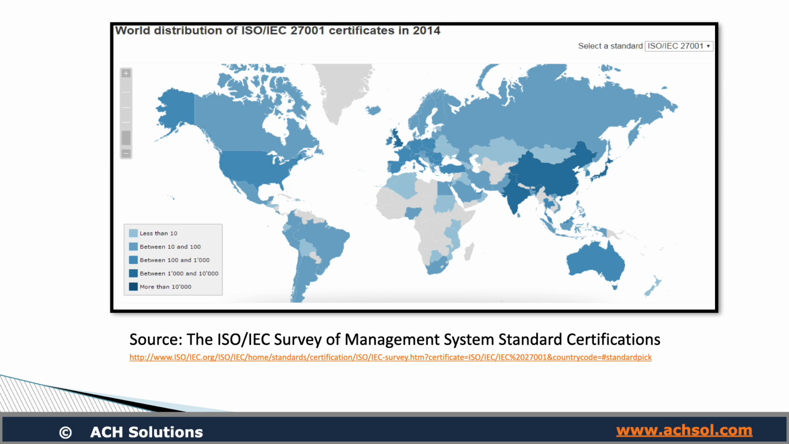So this shows the coverage of ISO 27001 certification around the globe, like in which countries, in which part of the world it is very much prevalent. It also means that the companies in these parts of the world are using ISO 27001 to showcase or to comply with their information security management standard.